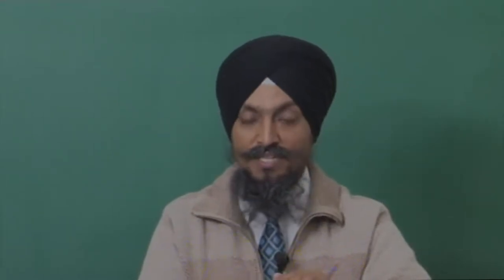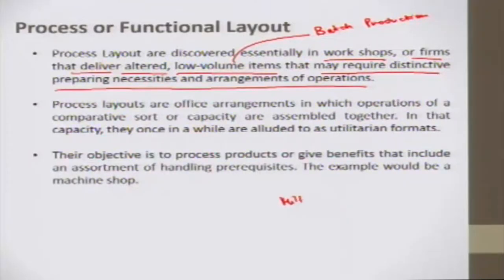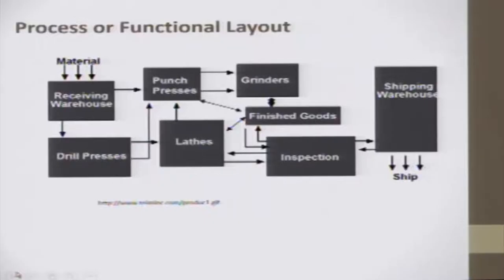In this case, the product has a certain sequence of operations to be carried out. For example, the first operation is milling, second is drilling, third is grinding, and then inspection. So this milling operation would be carried out in the milling section only. We will see the kind of layout here.